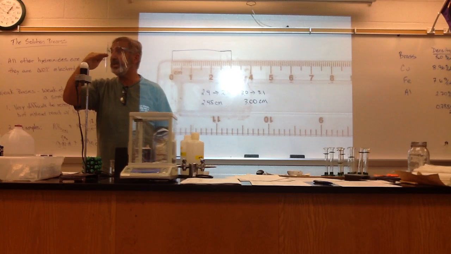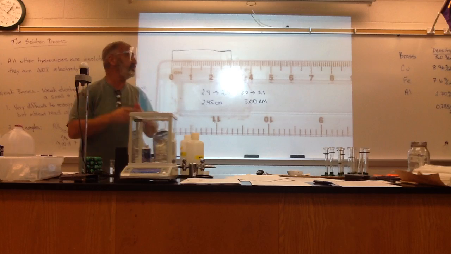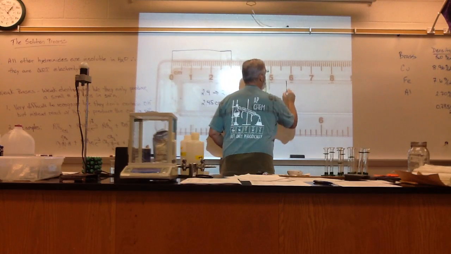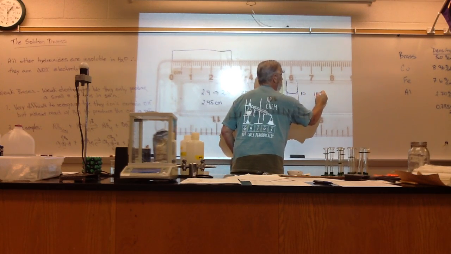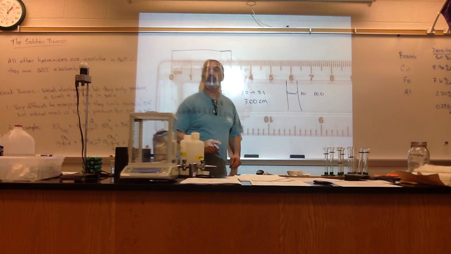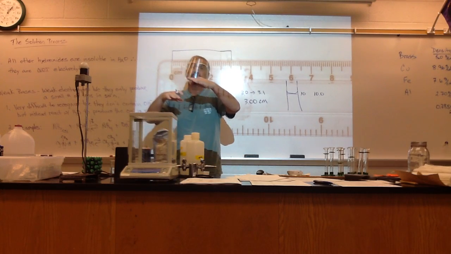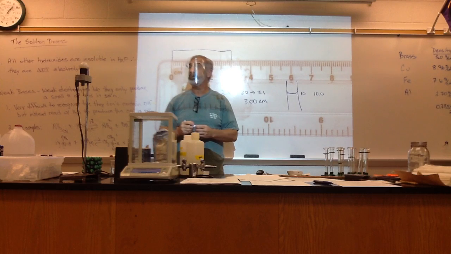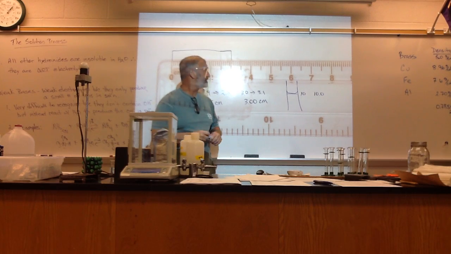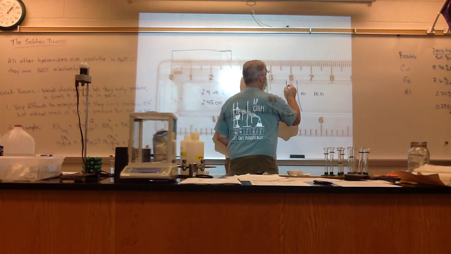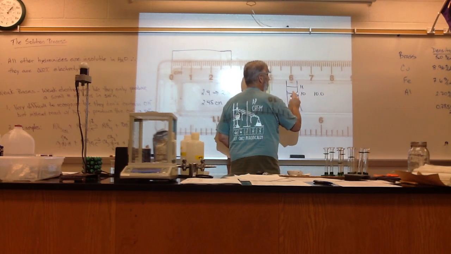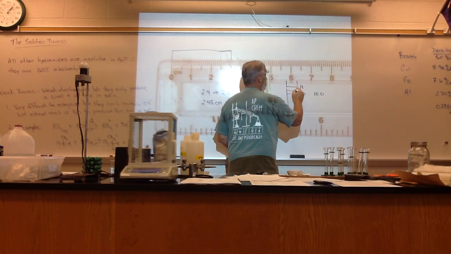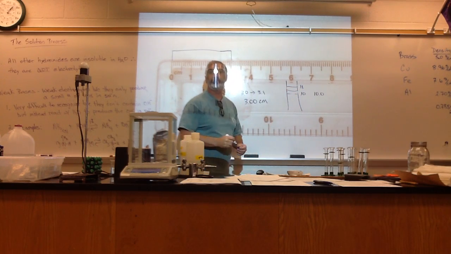So if it's right on the line, let's say it's right on the 10.0 line. Here's 10. If the meniscus is right on that, we're going to say it's 10.0. If it looks like it's in between two lines, they're so close to one another, we're just going to call it a 0.5. So if it's between 10 and 11, we're just going to call that 10.5.